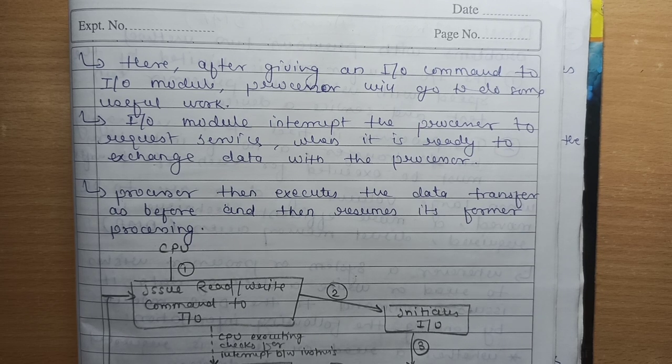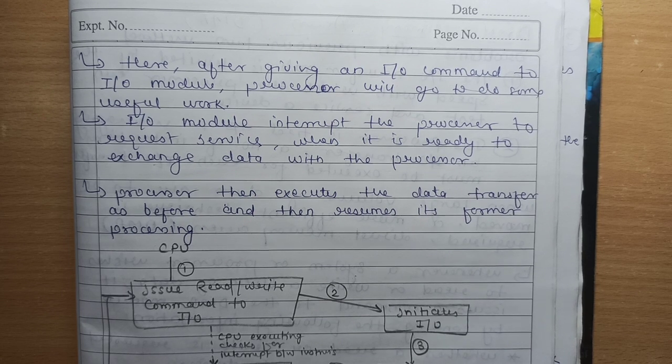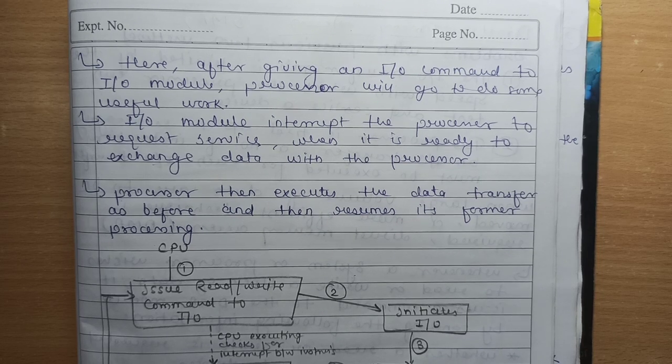So how does the processor know that the data has come from the IO device? It will be because the IO module will interrupt the processor to request service, saying that the data you demanded is now available, you can use it. So whenever the IO device is ready to exchange data with the processor, it will interrupt the processor to request the service. Okay, so the processor then executes the data transfer as before and then resumes its former processing.